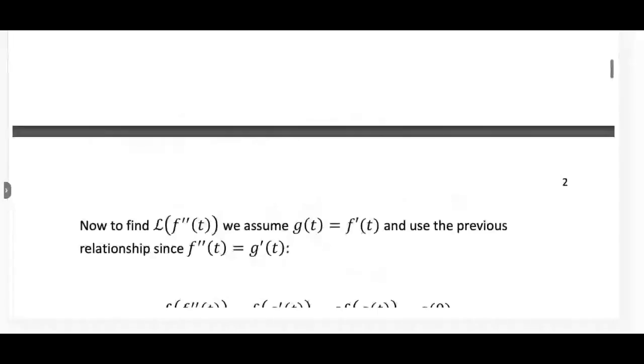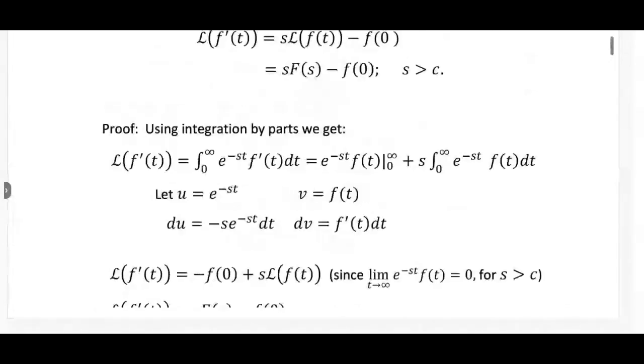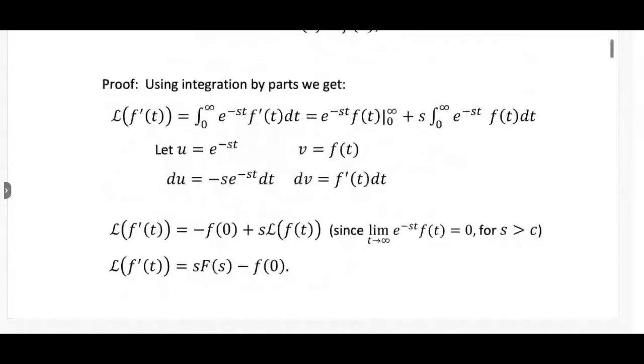Yeah, let's go through the proof. So using integration by parts, let's apply Laplace transformation to this f prime of t, right? By using the definition. So we get this, right? Because when we integrate f prime of t, we just get f of t.